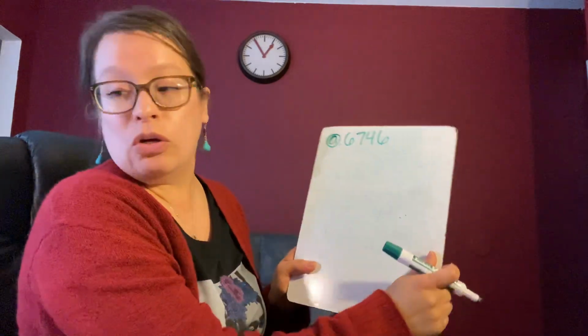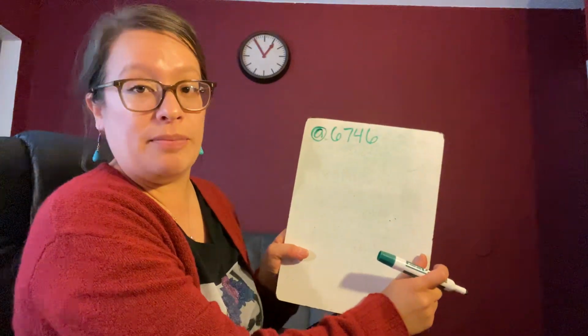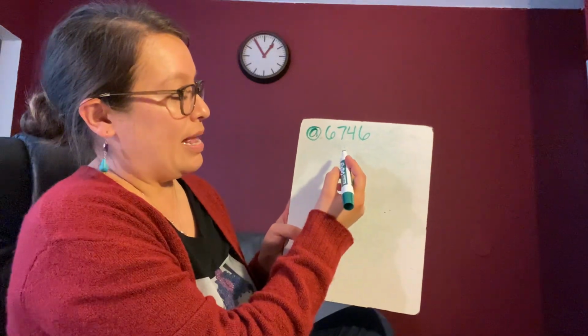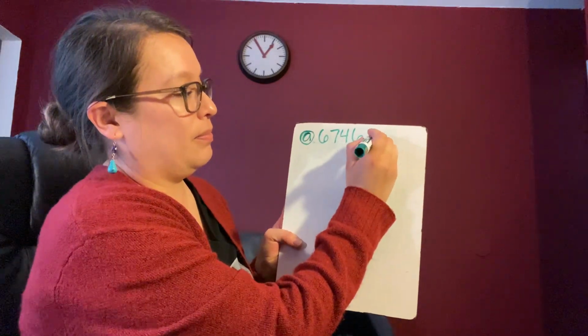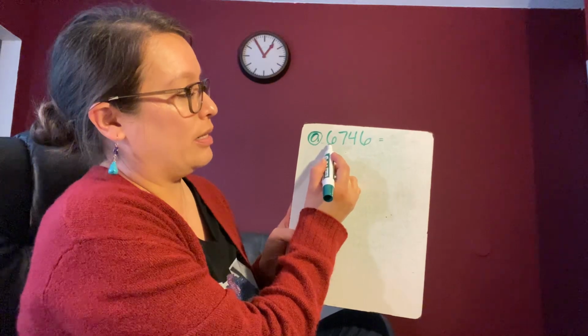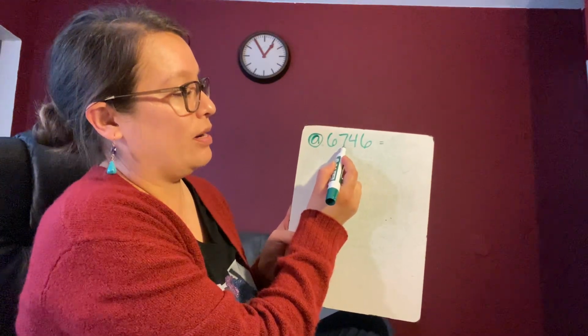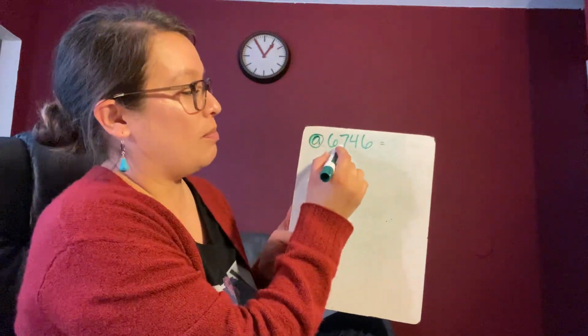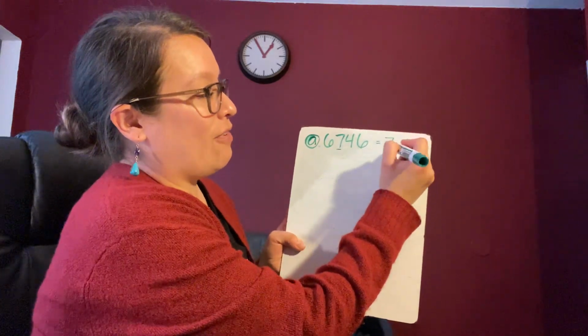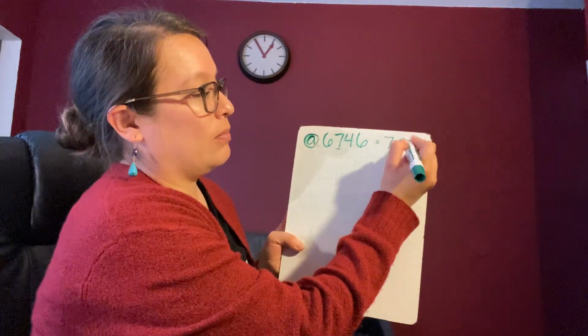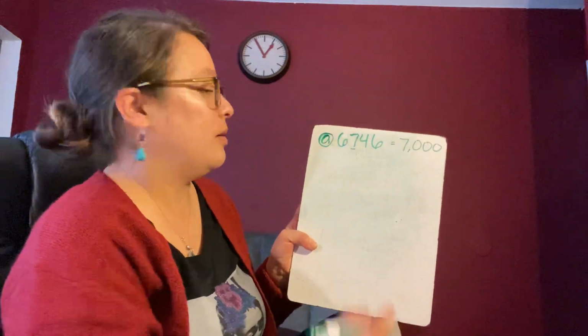6,746. You are rounding them up to the nearest 1,000. That would be, here's 1,000, but you look at the 7, 5 or higher, it goes up. So this would be 7,000. How'd you do? All right, awesome.